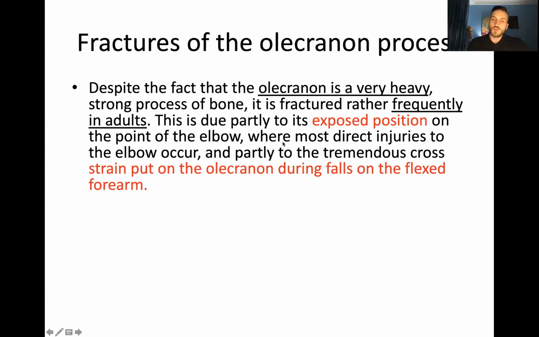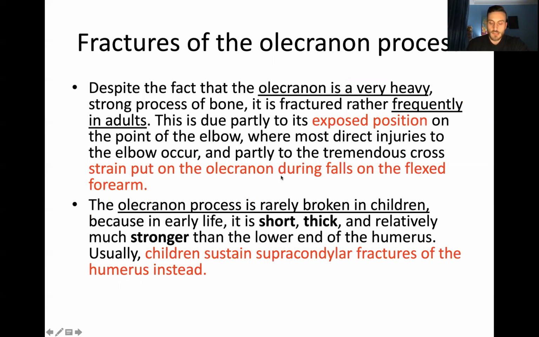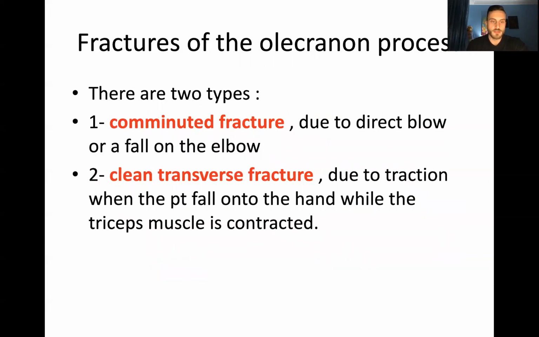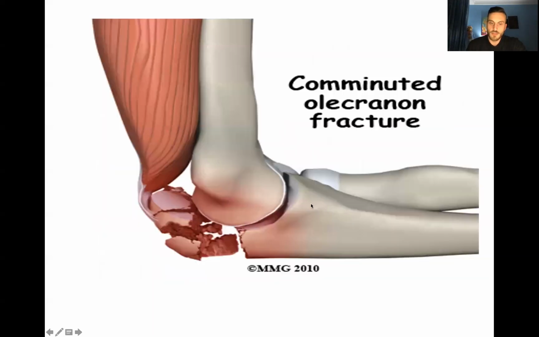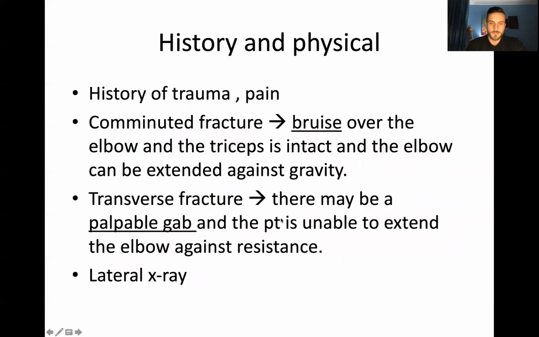Now for the olecranon, you know the olecranon, you have the triceps muscle coming down from the arm and holding the tip of the olecranon. So the mechanism of injury is either an avulsion fracture or a direct blow to the olecranon. In kids, it's rarely broken because the supracondylar area is much weaker. So the supracondylar fracture will happen in pediatrics. There are two types, comminuted or transverse fracture. This is a clean transverse fracture, and this is a comminuted one.